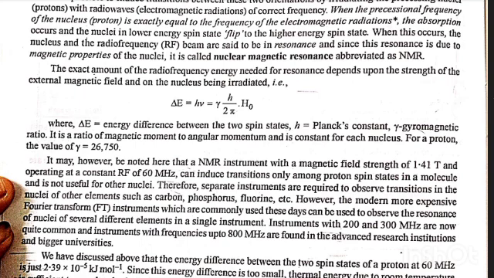When the precessional frequency of the nucleus (proton) is exactly equal to the frequency of the electromagnetic radiation, absorption occurs and the nucleus in the lower energy spin state flips to the higher energy spin state. When this occurs, the nucleus and the radio frequency (RF) beam are said to be in resonance, and since this resonance is due to magnetic properties of the nuclei, it is called nuclear magnetic resonance, abbreviated as NMR. The exact amount of radio frequency energy needed for resonance depends upon the strength of the external magnetic field and on the nucleus being irradiated.